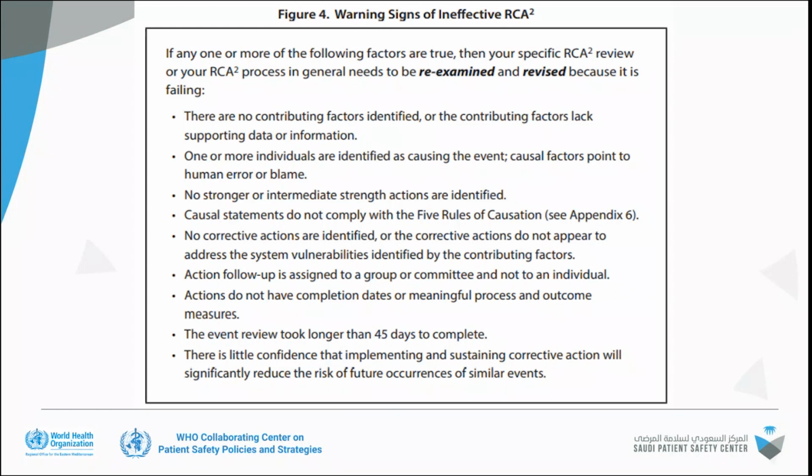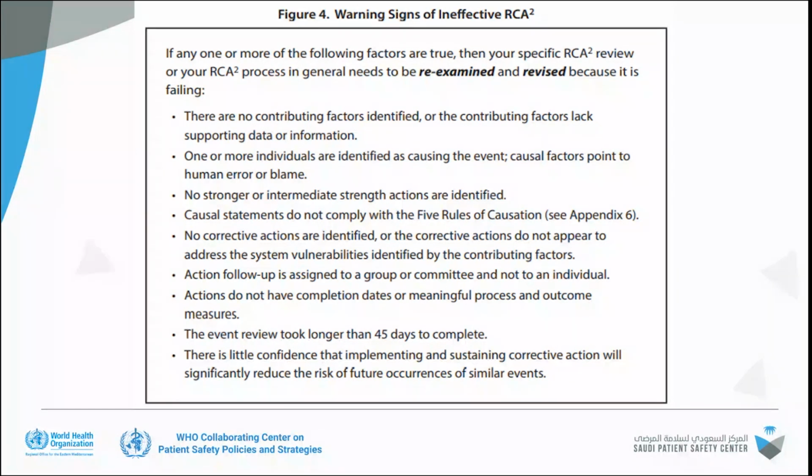If we go to the opposite page, what are the warning signs of ineffective RCA? It's totally the opposite. But why are we mentioning it here? Because whenever you have these warning signs, you need to re-examine or revise the whole process.